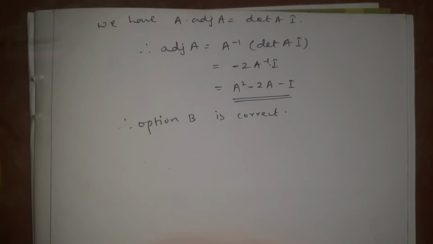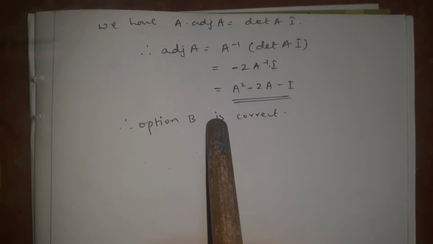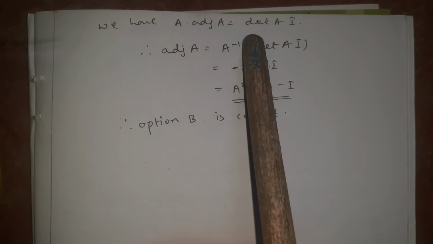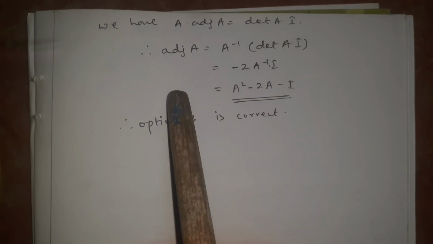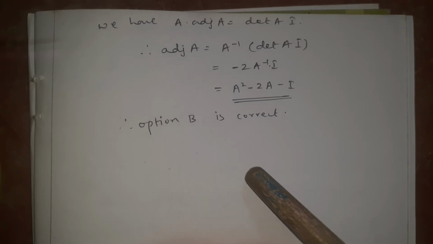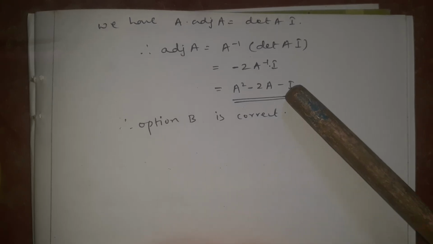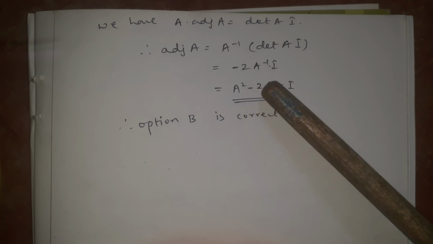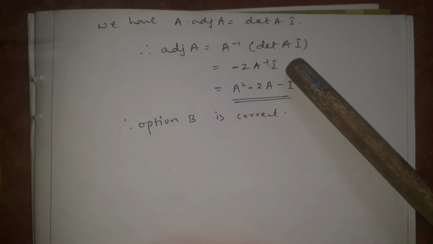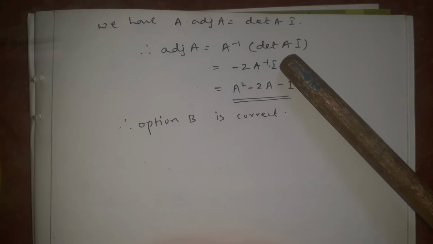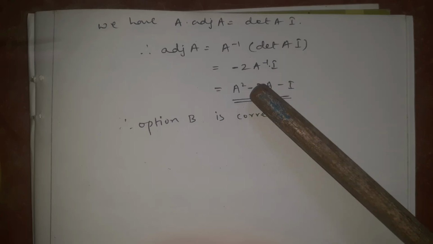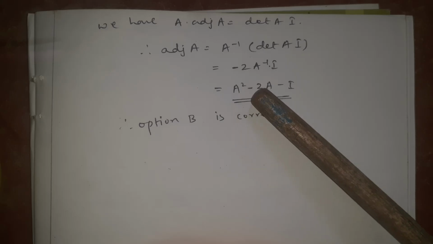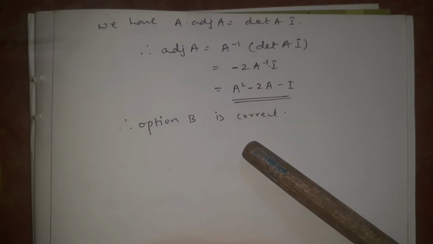Okay. They have asked to evaluate the adjoint of the matrix. So we have A into adjoint of A equal to determinant of A into identity. Therefore, adjoint A is given by A inverse into determinant of A. Determinant of A here is minus 2. So minus 2 into A inverse, which we have already evaluated, is A square minus 2A minus I. Therefore option B is correct.